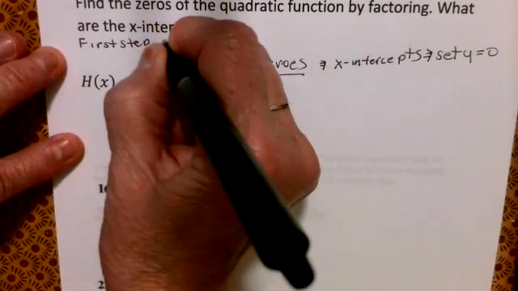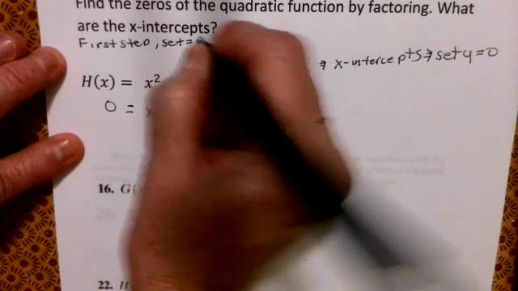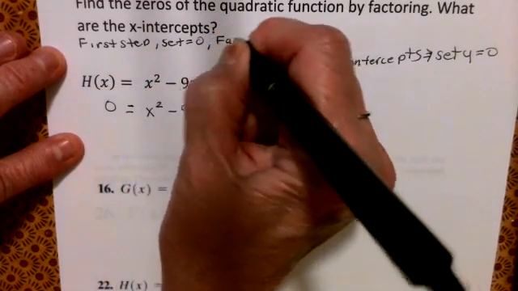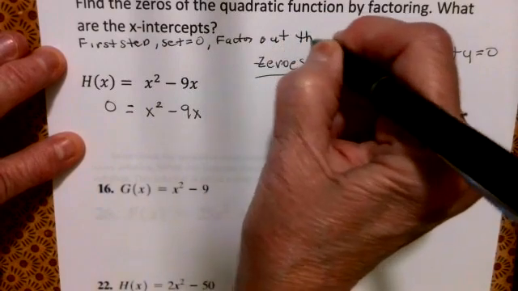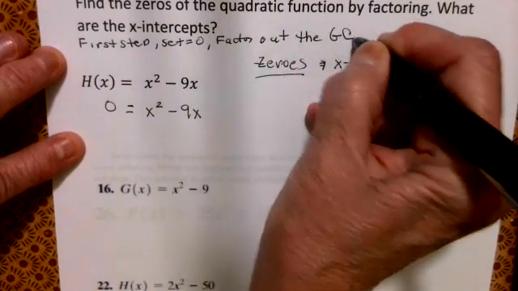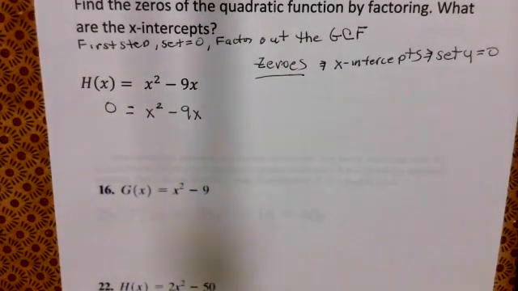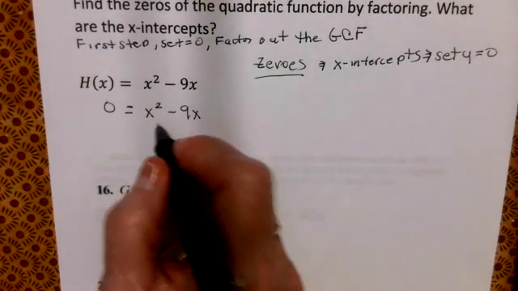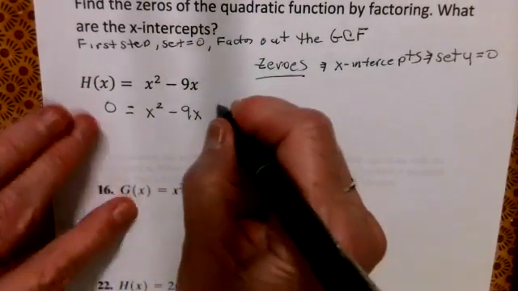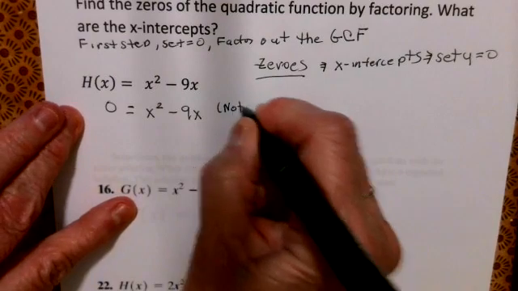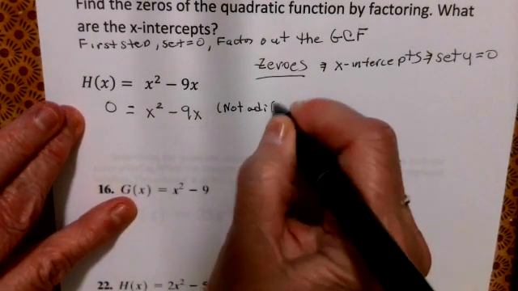Well, we set it equal to 0 as the first step. And then factor out the GCF. What GCF stands for is the greatest common factor. So we do have a common factor here. We do not have a difference of squares. So this is not a difference of squares.